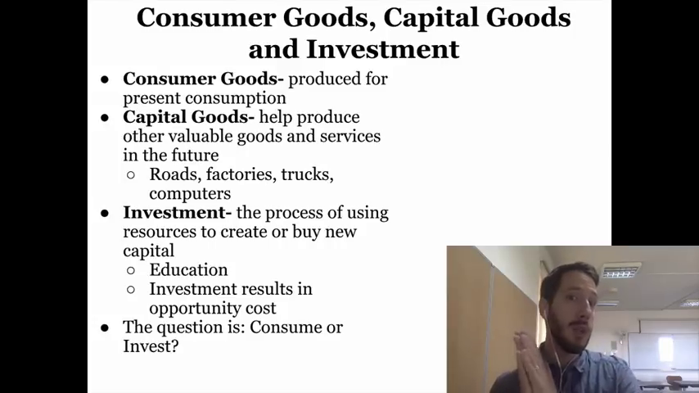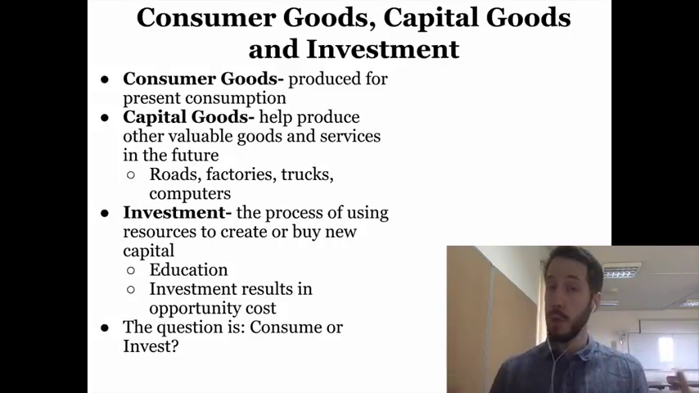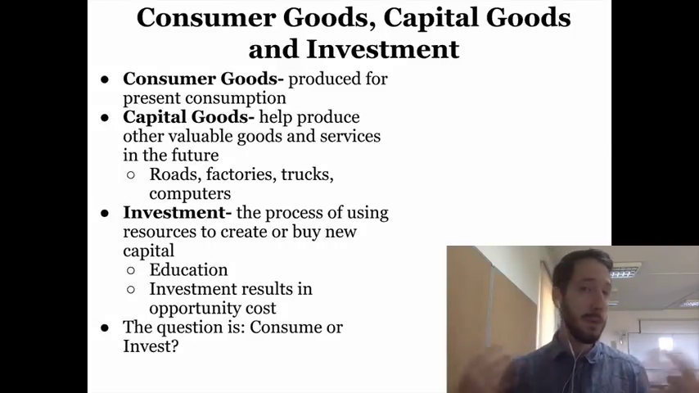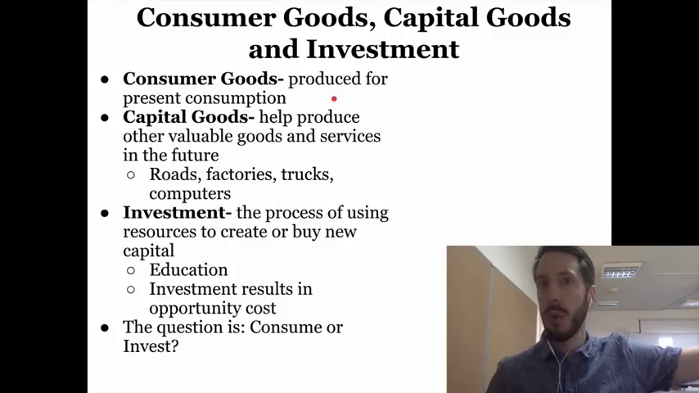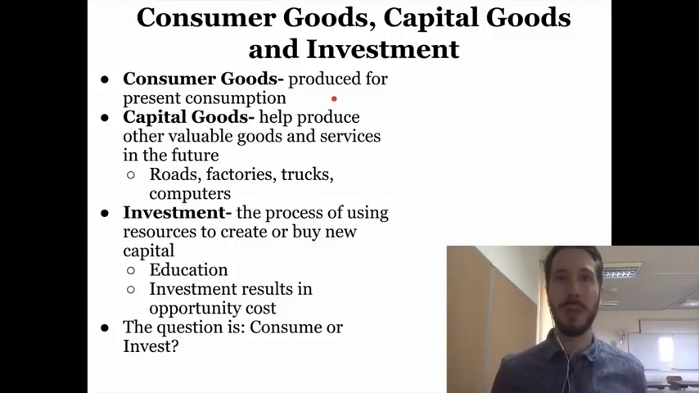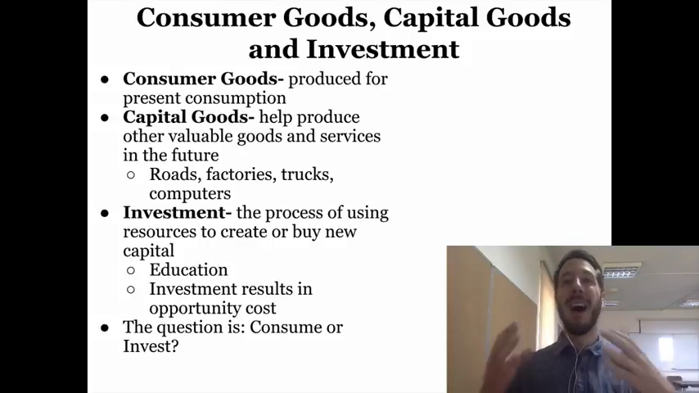There are two types of goods that can be produced by individuals, by firms, by countries. Consumer goods are produced for now. For instance, I went to Carrefour to go to the grocery store. I bought consumer goods. I bought food. I am going to consume that.